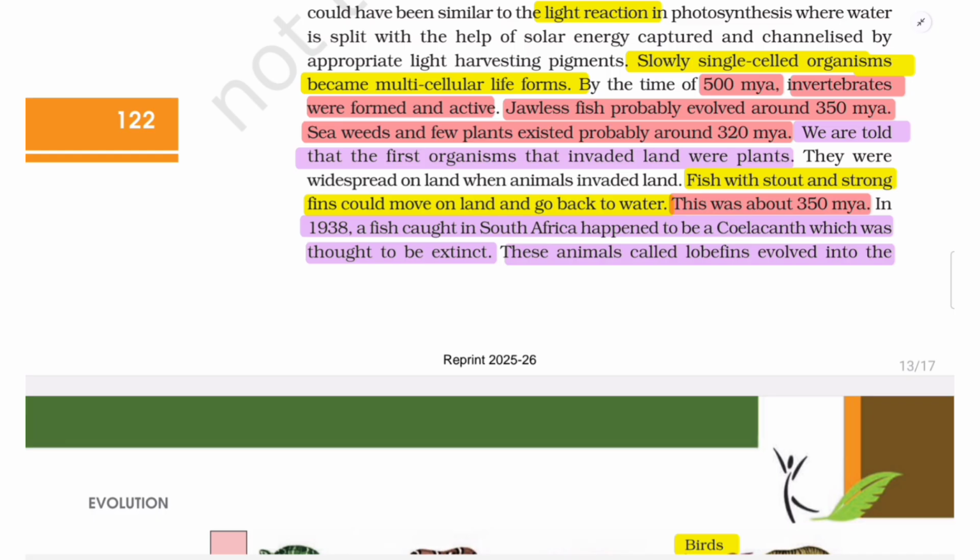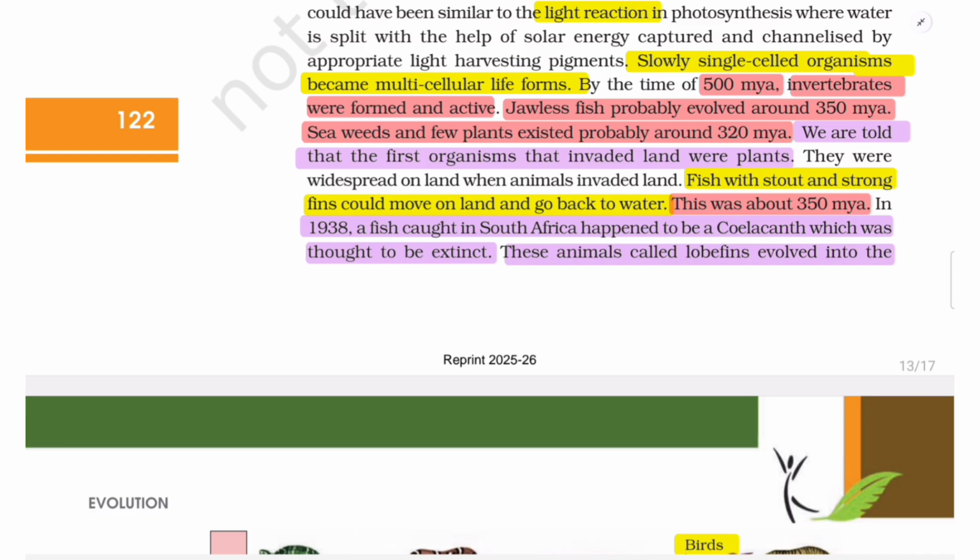We are told that the first organism that invaded land were plants. They were widespread on land when animals invaded land. Fish with stout and strong fins could move on land and go back to water. This was about 350 million years ago.